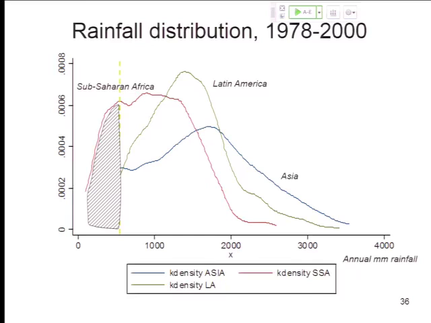So there's a lot of country year observations on the blue line in Asia at around 2,000 millimeters of rainfall per year. There's a lot in Latin America at around 1,500 a year. That's where a lot of the distribution is. But in Africa, it's shifted to the left, towards less rainfall. So sorry I didn't explain that. Any other questions, thoughts, reactions to these distributions?